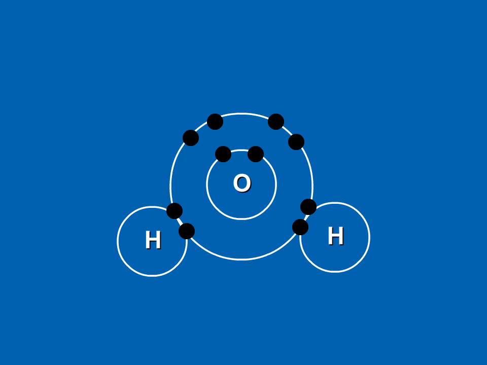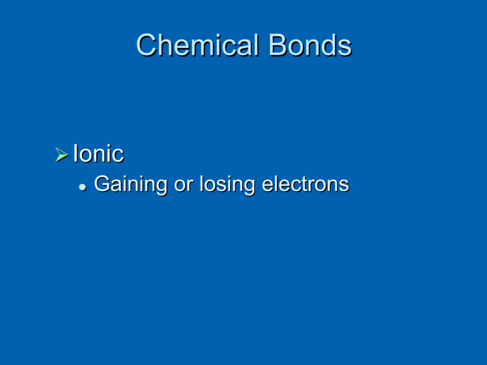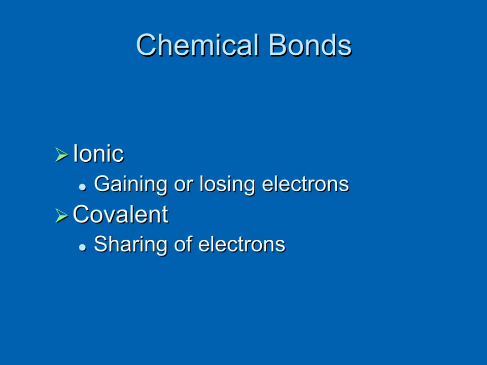Now, the interactions we find between atoms in a molecule are called chemical bonds. And there are two main types of chemical bonds that atoms form with other atoms to achieve stability: ionic bonds, in which atoms gain or lose electrons, and covalent bonds, in which atoms share electrons.